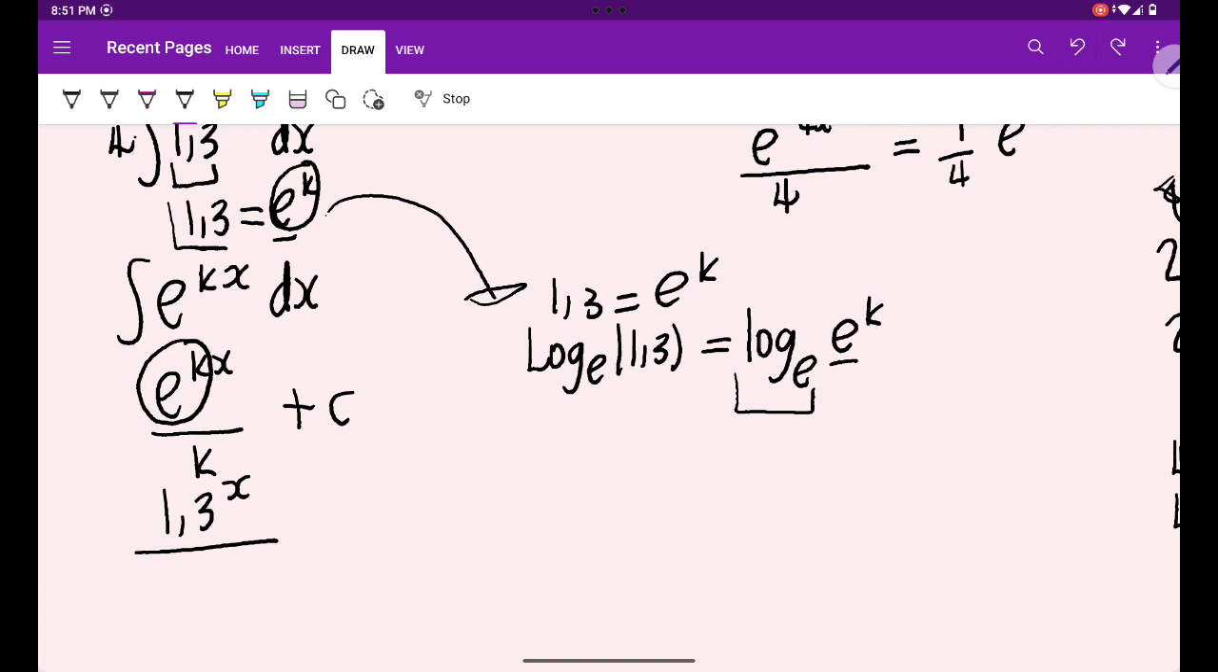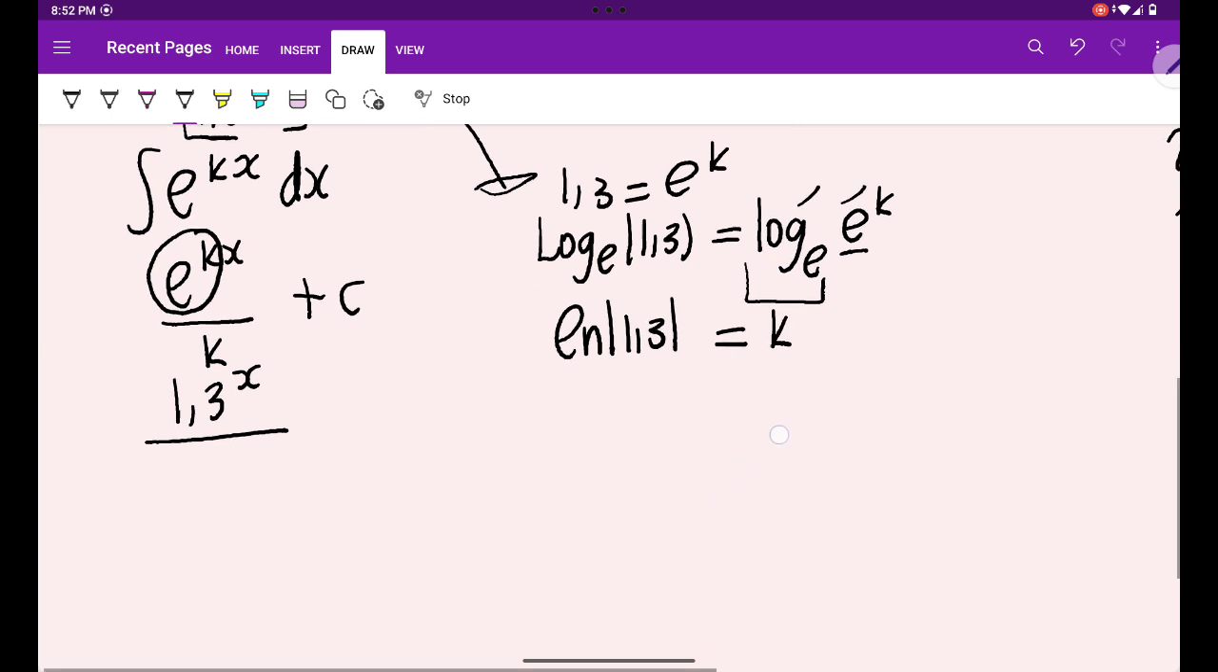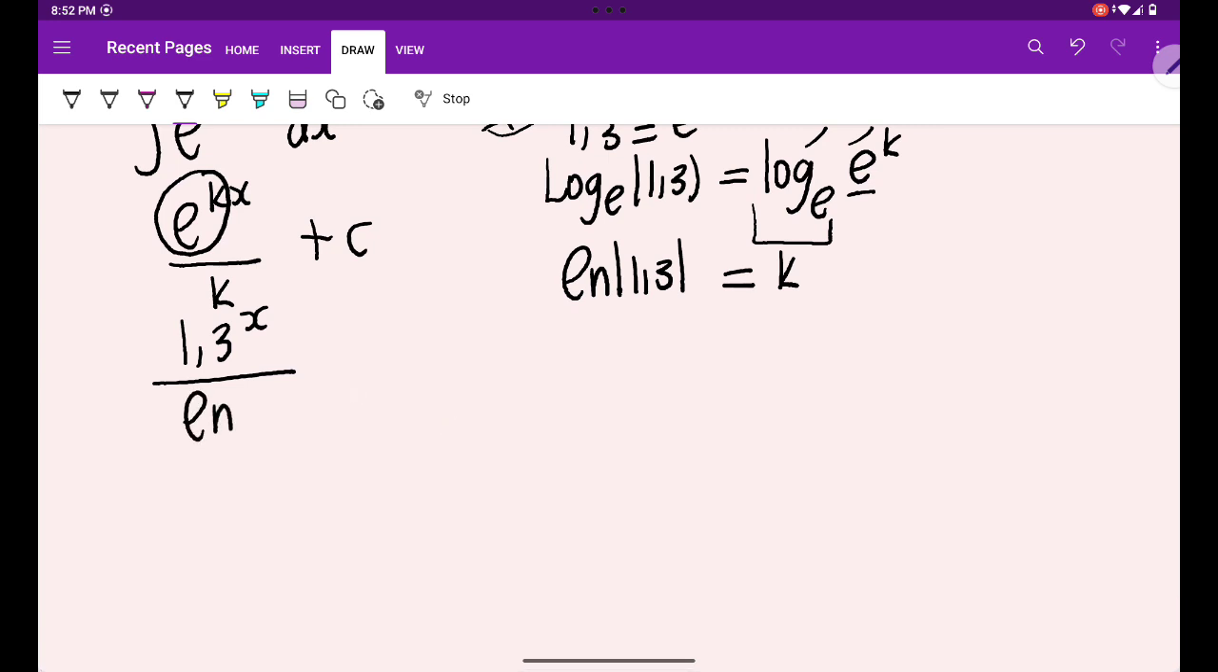So I said log e is ln. So it's ln 1.3 is equal to k, because these two cancel out and I'm just left with a k. So that's what my k is, and I can write that down. The answer is e to the power of kx over k, which is 1.3 to the power of x over ln 1.3, plus my c. That should be your answer.